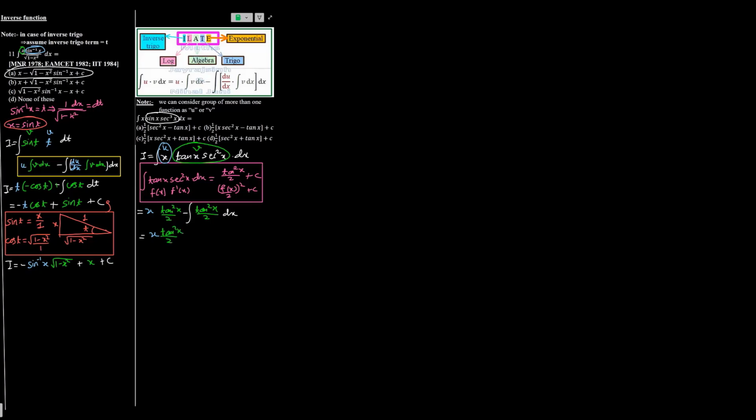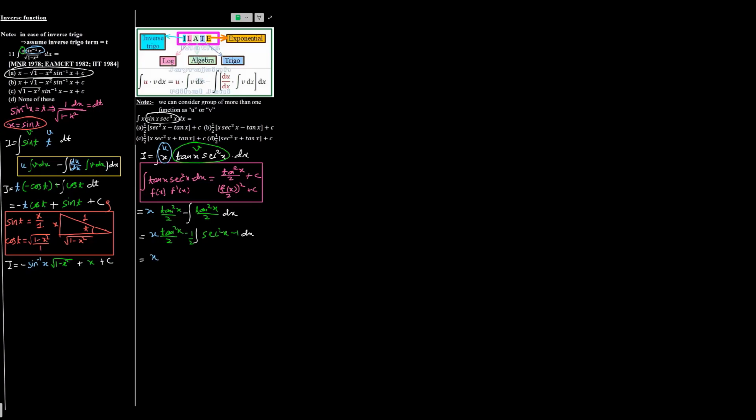In second term, we don't have to worry about this 1 by 2. We have to split tan square x in terms of sec square x minus 1.